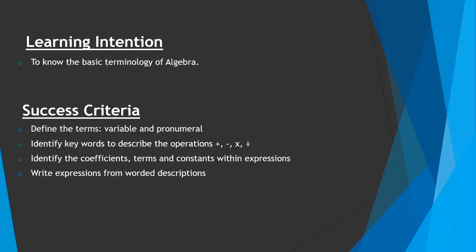So the focus of today's lesson is to learn the basic terminology of algebra, to learn the key words. What do the key words in algebra mean? So we're going to look at words like variable and pronumeral, and we're going to look at words that describe the four operations, which is plus, minus, multiplication, and division. And we're going to also look at more key words like coefficients, terms, constants, expressions. And then we're going to learn how to write an expression from worded descriptions. Now this does sound like a lot, but we'll break it down as we go, slide by slide.